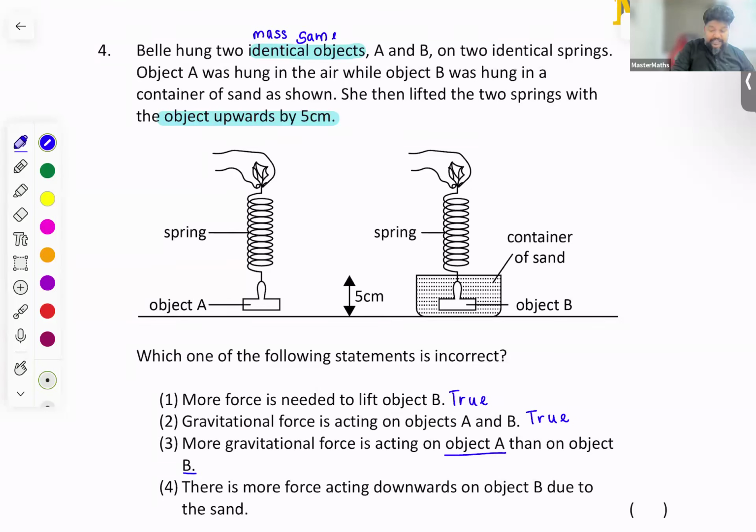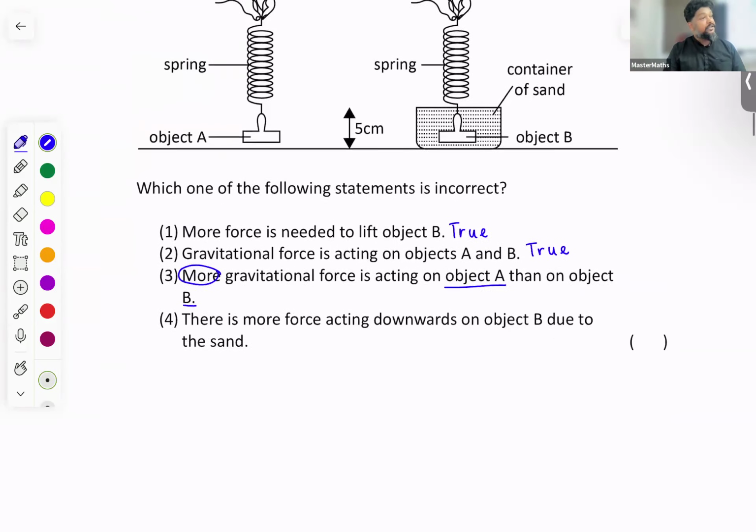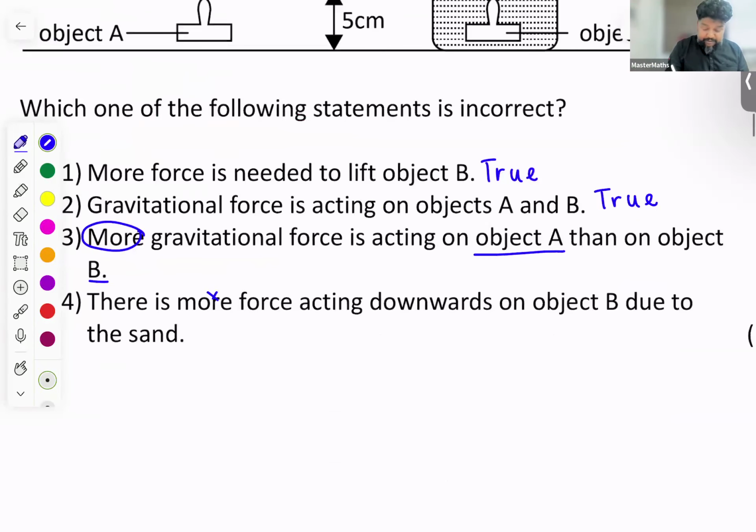Only problem is one has sand on it. That's it. But we're talking about A and B. Can it be different? No, it should be the same. Why? Is A on Earth and B on the moon? No, it's not. Both A and B are on Earth. Both A and B have the same mass. Is there more gravitational force? Cannot be. It should be the same amount of gravitational force.